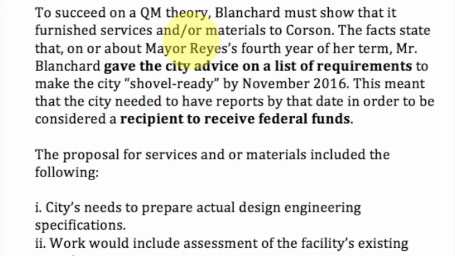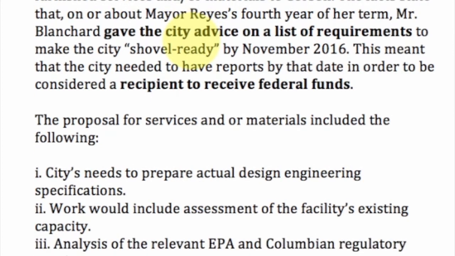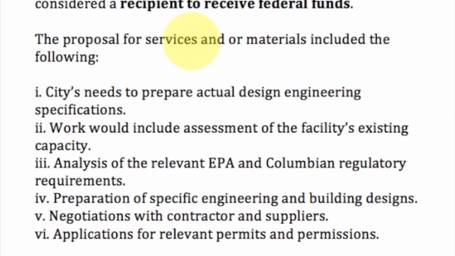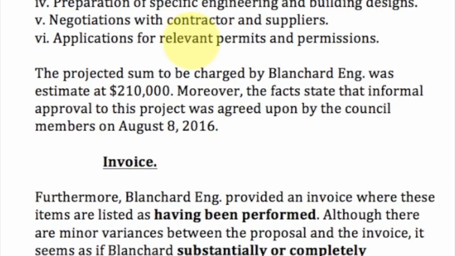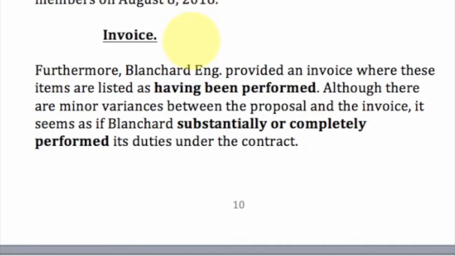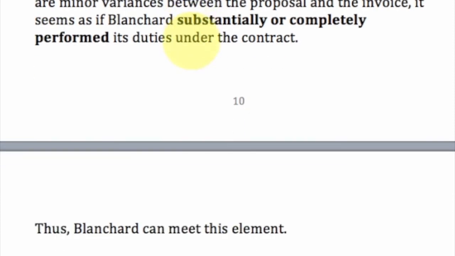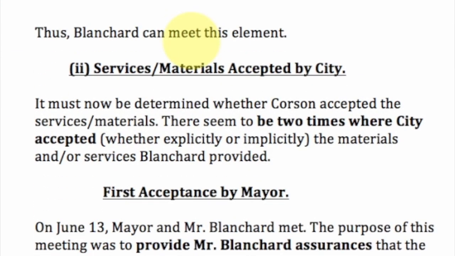There were 2 meetings, one between Mr. Blanchard and the mayor, and one with Mr. Blanchard in front of the city council. Okay, so that's going to be easy to prove, and I'm not going to get too much into that. And of course, that invoice shows that Mr. Blanchard and his company substantially or completely performed their duties. So that element is met, services and materials accepted by the city.